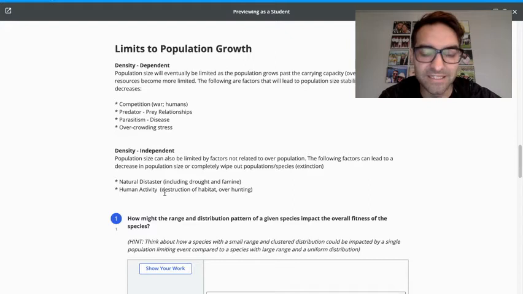And last but not least is human activity. And so this is something that is arguably the largest extinct. Well, it's really not arguable. It's a statistical fact right now. Human activity is one of the largest extinction events in our world history.